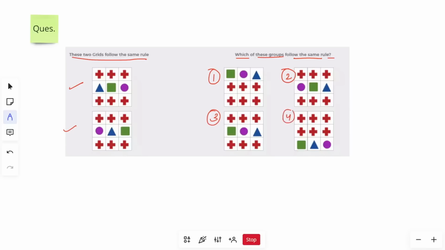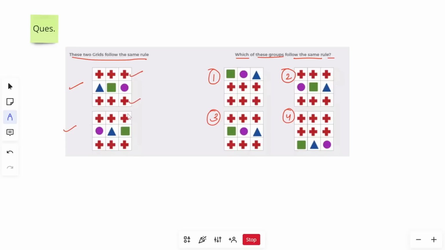These are four different grids. So we have to tell out of these four which of them are following the same pattern as per the question images. So let's try to understand the pattern. The pattern is that in the first row and in the last row, we have these plus marks.